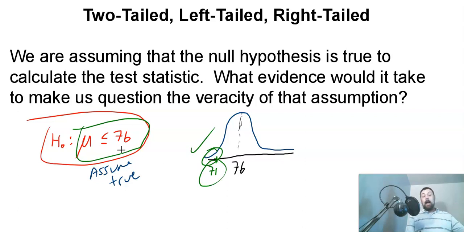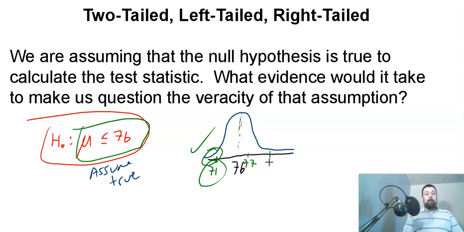If it's 71, fine. I assumed it was less than 76. So 71 actually supports that assumption. If I get 65, well, that's really far away from 76, but that's fine because I assumed it could be less than 76, so 65 actually fits in that assumption as well. It's consistent with that assumption. The only time I'm going to start to doubt this assumption is if it creeps in the other direction. If I get like 77, well, I assumed it would be less than 76. So if it's climbing away in the other direction, greater than 76, that's when this assumption starts to look doubtful.